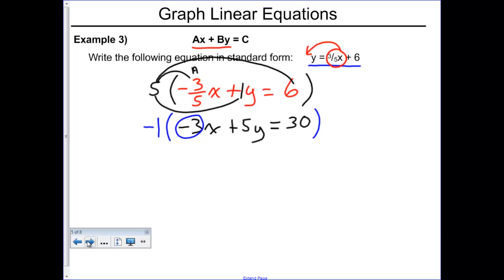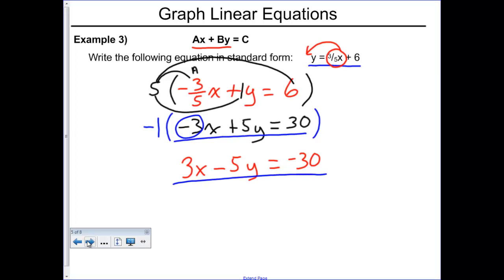And all that really does is change the signs of every number. So negative 3x becomes a positive 3x, and a plus 5y becomes a minus 5y, and a positive 30 simply becomes negative 30. So either of these answers would actually be okay, the one up here or the one down here. The one thing you cannot have is fractions in a standard form problem.